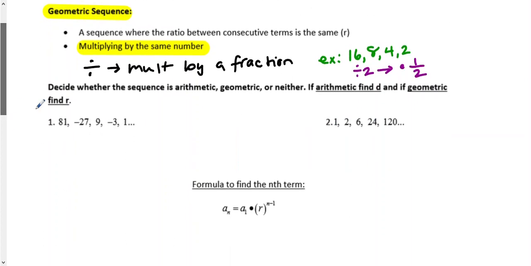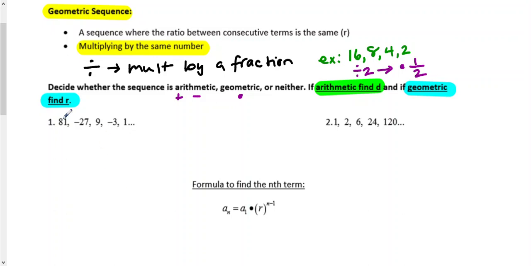So again, reading the directions for the first part, decide whether the sequence is arithmetic, and that's when we add or subtract, geometric, it's when we multiply, or neither. If it is arithmetic, we need to find D, which was our difference. And if it's geometric, we are finding R, which stands for ratio.